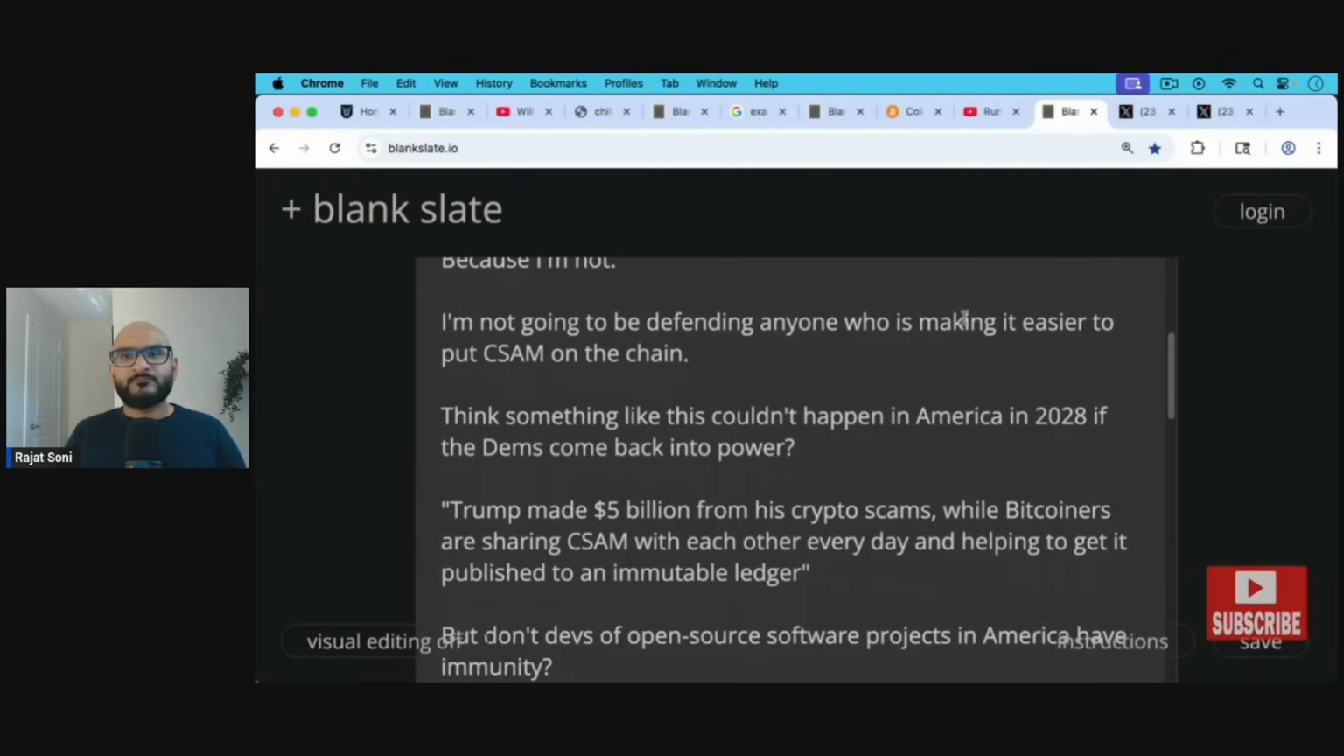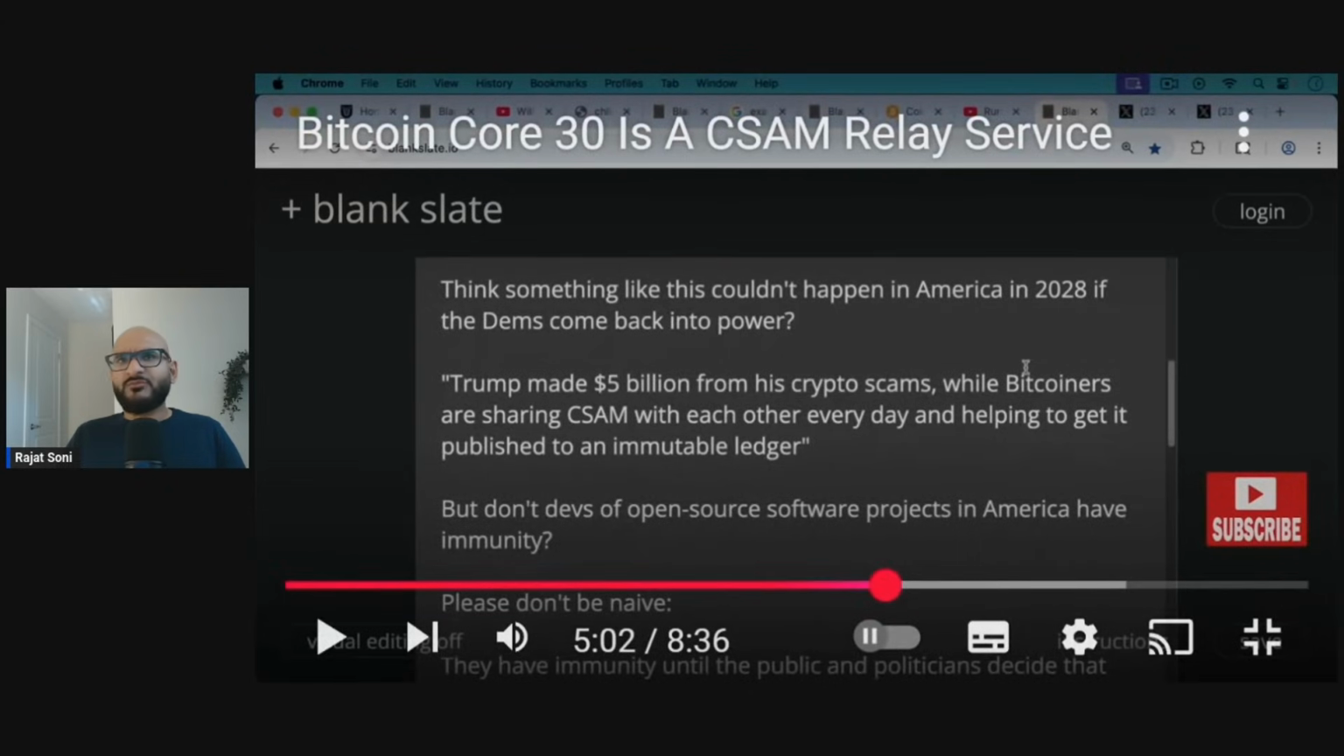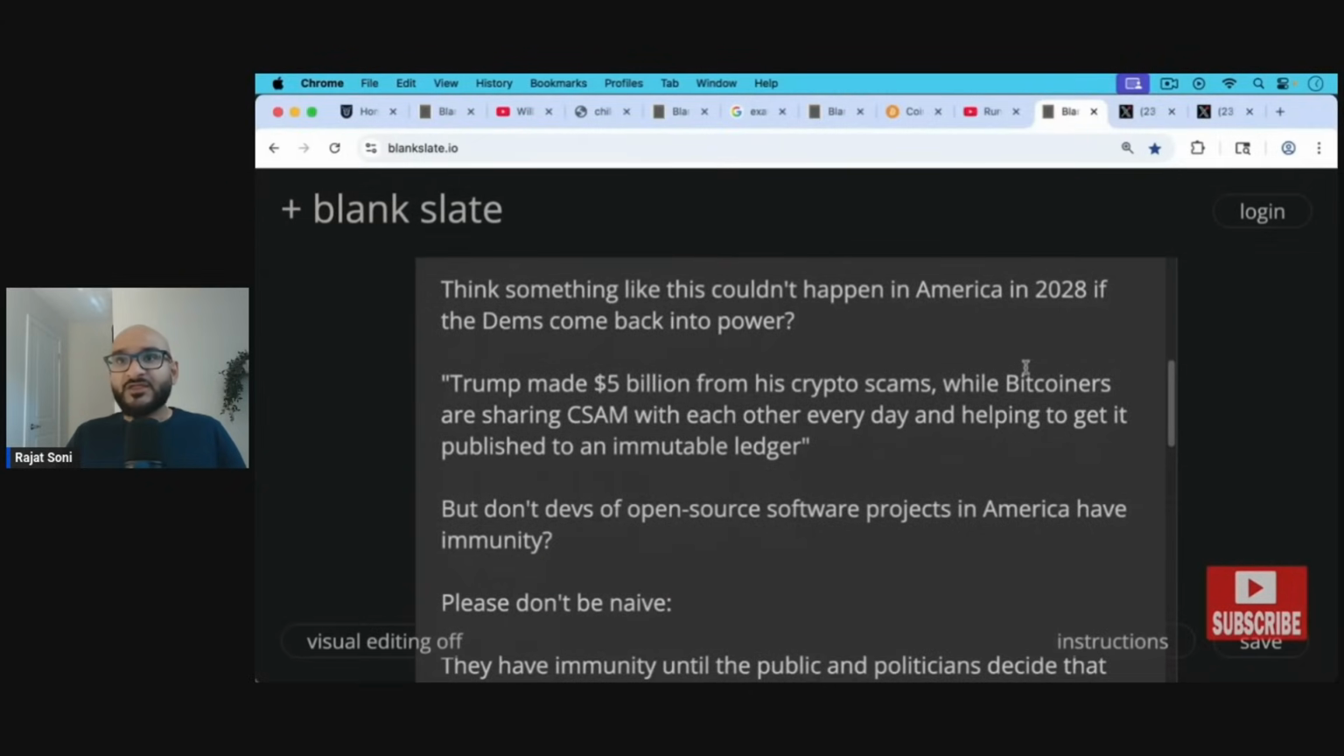You'll be hearing this from politicians about how Trump made $5 billion from his crypto scams, while Bitcoiners are now sharing CSAM with each other every day and helping to get it published to an immutable ledger. I don't even think it would be the Democrats that would do this. I think that even Republicans would step up if this were to happen. There are a lot of Republicans who still don't like Bitcoin. There are people across the spectrum who don't understand Bitcoin, and they'll do whatever they can to destroy it because keep in mind that no matter which political party it is, they're working for themselves.